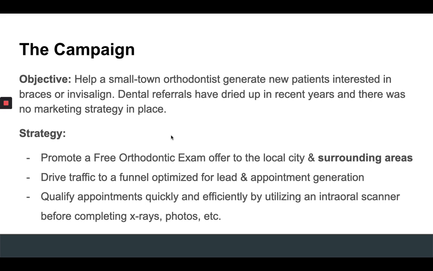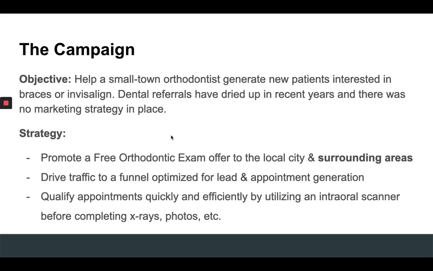It also saves us a little bit of money, because we only have to do the full records, the x-rays and photos, if they're actually interested in putting down a deposit or moving forward with treatment. So that's the overall strategy, guys. We promote that free exam, and we capture the emails and appointments on the website that we build out.